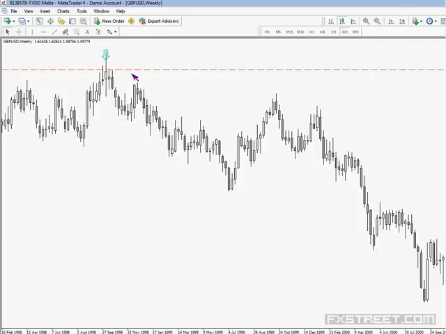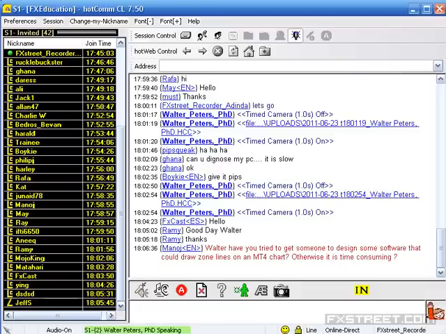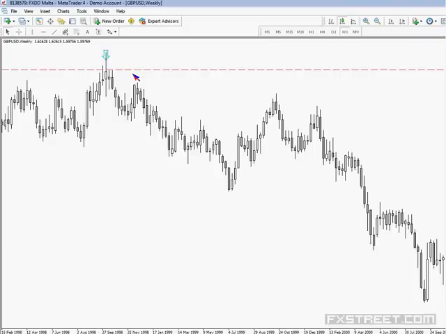Well, Minaj says, have you tried to get someone to design some software that could draw zone lines on a MetaTrader 4 chart? Otherwise, it's time consuming. I totally agree, Minaj, and the answer to that is yes. Minaj, we can talk about that later, though.